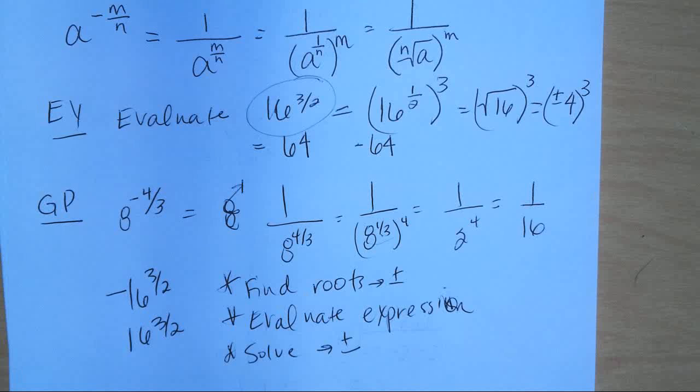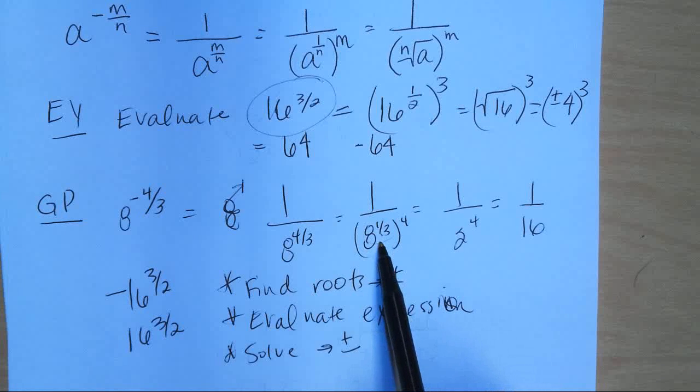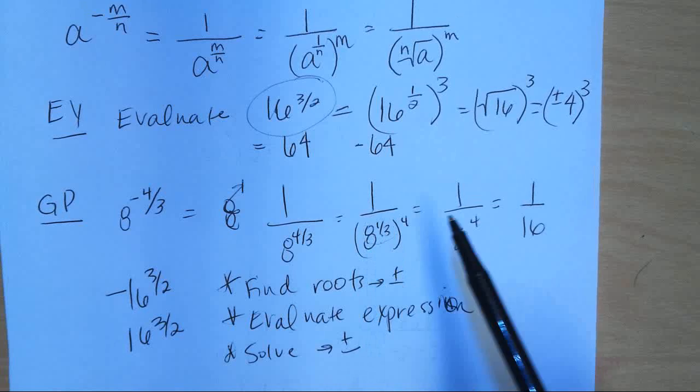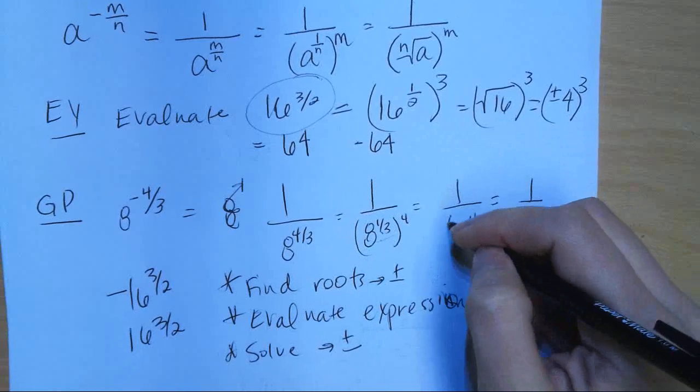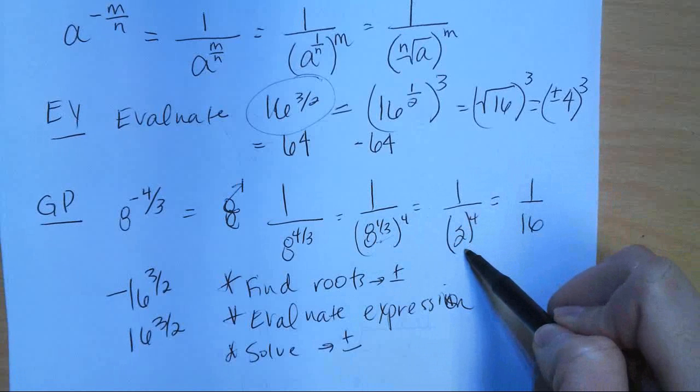Okay. So once you have that, what is 8 to the 1/3? What is the cubed root of 8? What times itself 3 times will give you 8? 2. So this is what was in the parenthesis before. The parenthesis just changed from 8 to the 1/3 to 2 because that is what it's equal to.